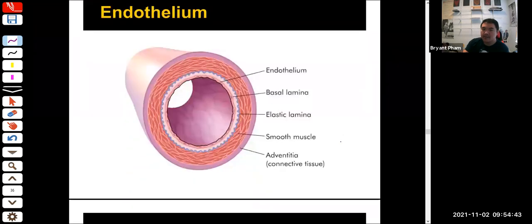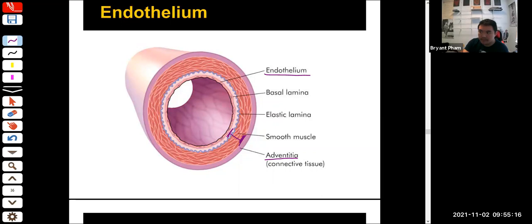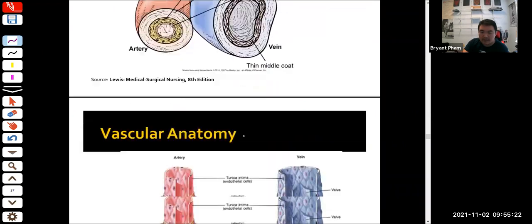So just showing you, here's the cross section of the blood vessel. You've got your endothelium, or your tunica interna, your adventitia, tunica externa. Everything in between, that's your tunica media. Which one's going to be the thickest layer? The media. Notice your media has that smooth muscle as well. So arteries, veins, same three layers.